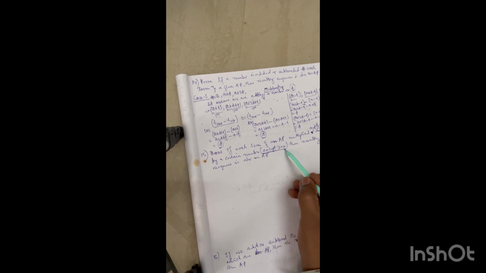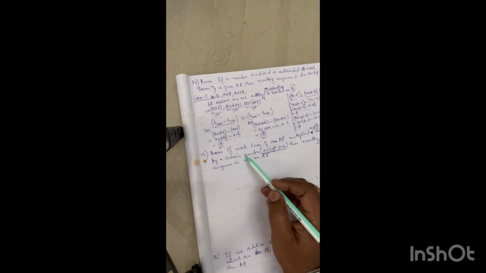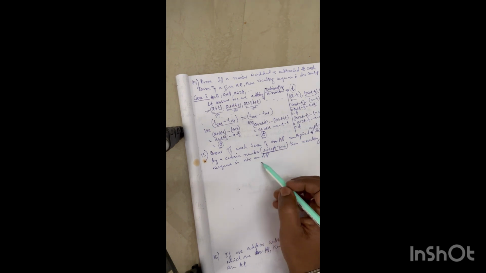But if we don't eliminate 0 when multiplying or dividing, it would take you some other way, or it would wholly change the concept of the requirement. So you need to mention that 0 is not a part of it when you are trying the same thing by multiplying or dividing with a certain term. So, prove if each term of an AP is multiplied or divided by a certain number except 0, then the resulting sequence is also an AP.